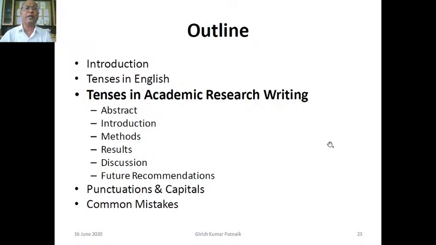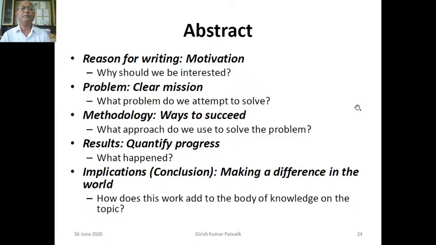Whenever we write an abstract, the abstract always includes these 5 points: motivation, problem statement, methodology, what is the result, what is the conclusion. So whenever you write an abstract, it is one paragraph, no doubt.